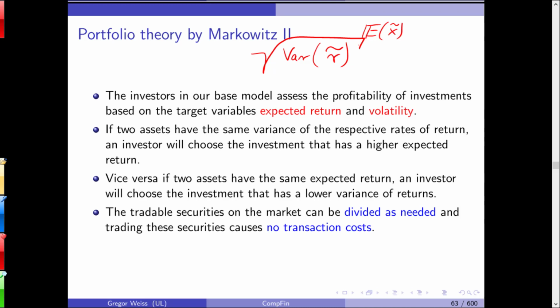So the tradable securities we just assume can be divided as needed, meaning that if you want to buy 2/3 of a stock, you can do so. This makes it very, very simple. And if you have ever taken a class on operations research or optimization, you will know that it makes a huge difference whether you have continuous optimization or discrete optimization.